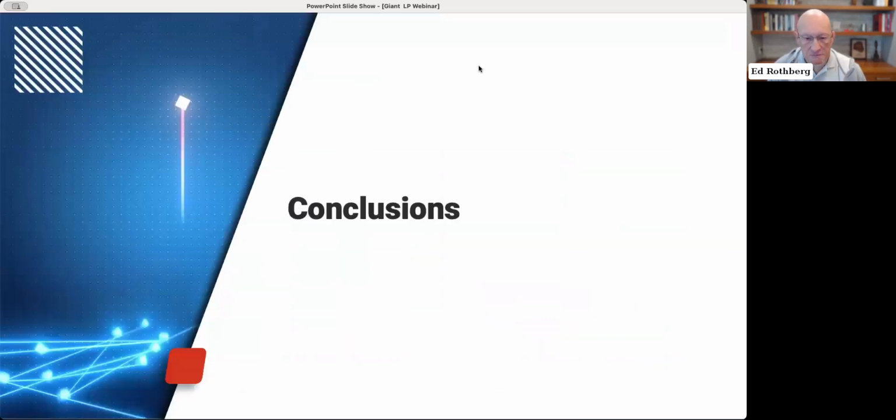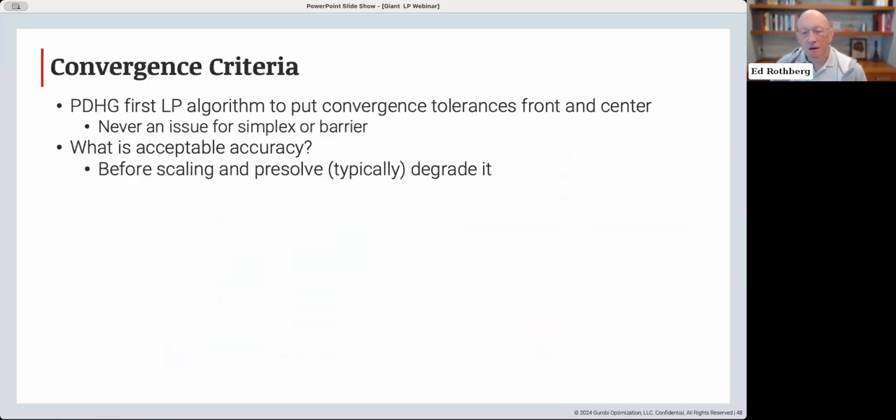So, conclusions. One conclusion is, when it comes to convergence criteria, I think PDHG is probably the first algorithm that puts tolerances front and center. So you as the user have to make a decision about what's an appropriate termination criteria. This really is not a user decision for simplex and barrier.